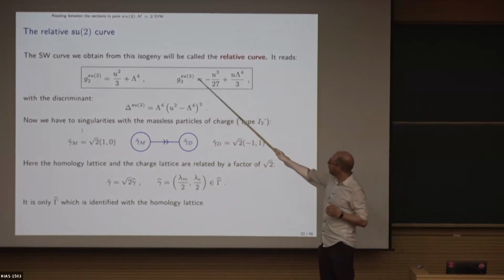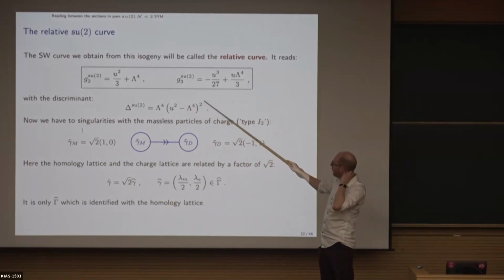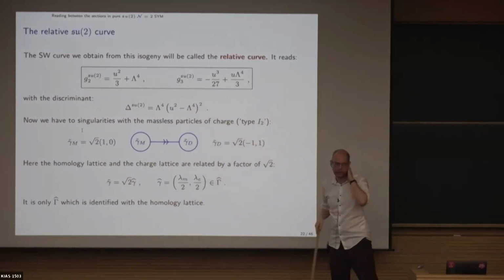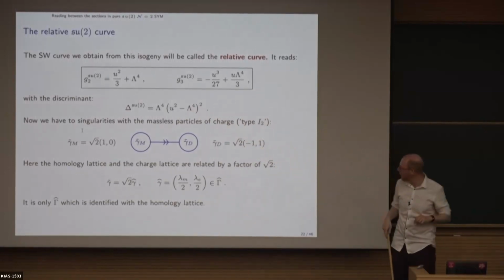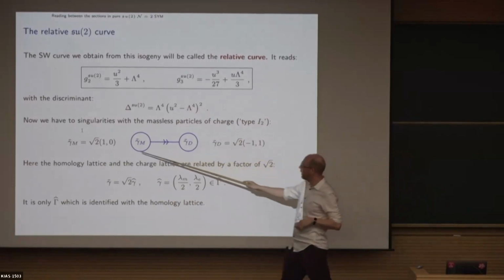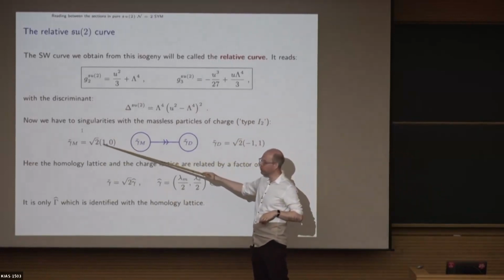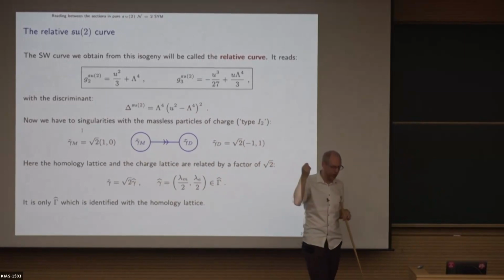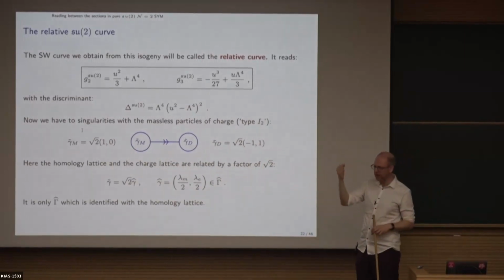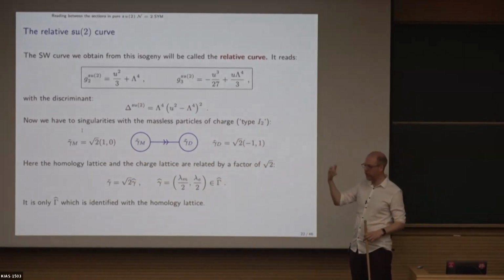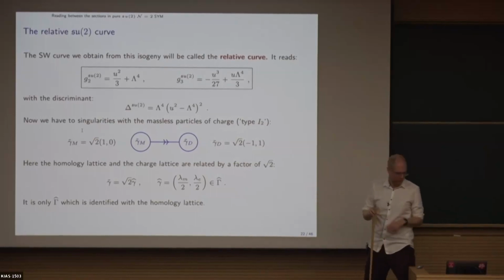The discriminant of this curve is this one. Now we have u squared, where u is lambda squared, but there is a degeneracy 2 there. So that's a so-called I2 singularity. This is related to the fact that the physical charge of the monopole is square root of 2. An I_N singularity means that there is a beta function N for the low energy U(1). So if it's 2, that means that the low energy electron has a square root of 2 charge.